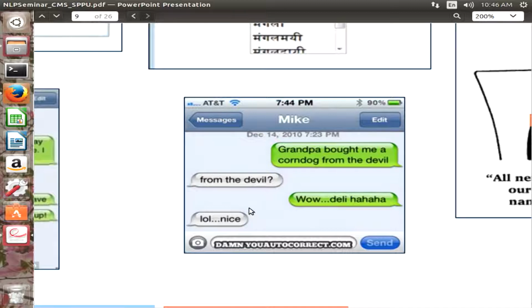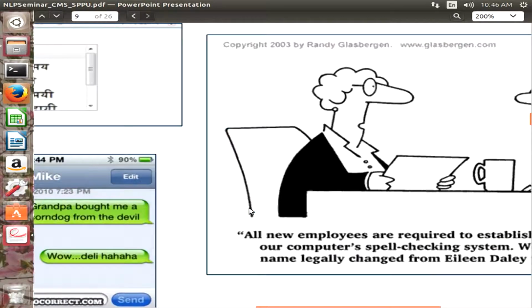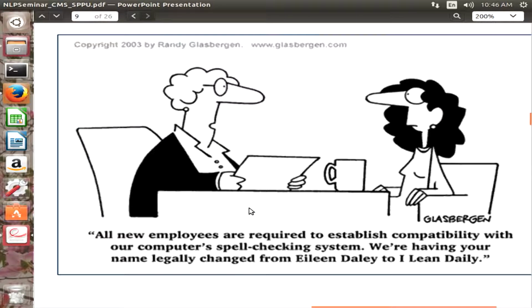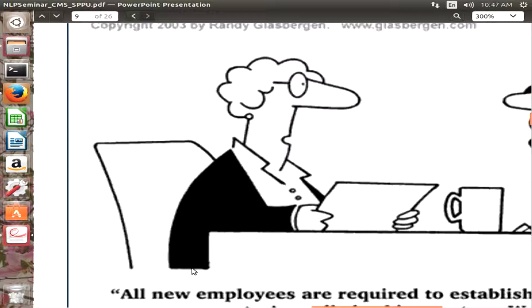So, and then, well, Mr. Glasbergen always has something to say about things. Can you read this? Yeah. If not, I'll blow it up some more. I don't know whether you can read this or not, or maybe I should zoom it some more. But that's the state of, well, state of the art, I would say, in autocorrects.